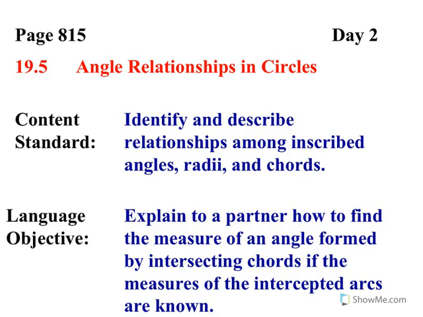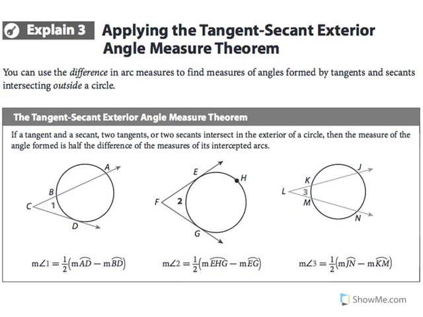19.5 Day 2: Angle Relationships in Circles. Content standard: identify and describe relationships among inscribed angles, radii, and chords. Language objective: explain to a partner how to find the measure of an angle formed by intersecting chords if the measures of the intersecting arcs are known.